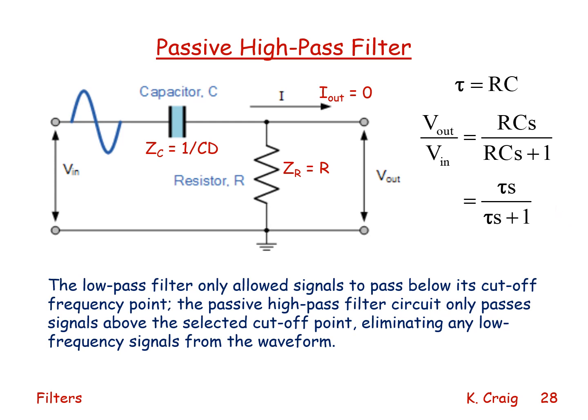RC or CR filter. The low pass filter only allowed signals to pass below its cutoff frequency point. The passive high pass filter circuit only passes signals above the selected cutoff point, eliminating any low frequency signals from the waveform.